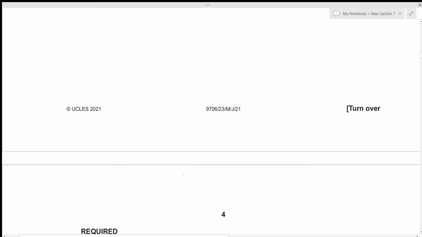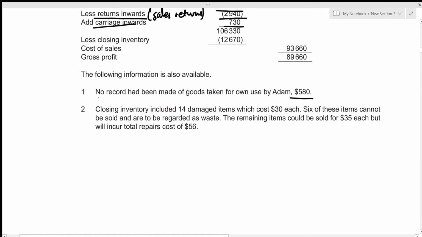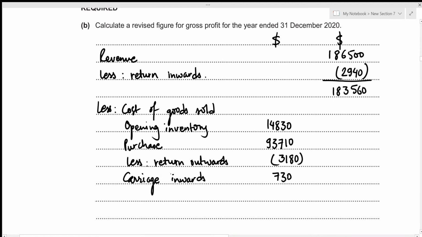Now let's have a look at the additional information given. So the first one mentions that there has been no record made of goods taken for own use by Adam. So this is drawings of goods resulting in an amount of 580. So if the owner is taking goods worth 580, then it reduces the value of the closing inventory by 580. So essentially we need to subtract the drawings in cost of goods sold as well. Let's do that. So we're going to subtract the drawings because it reduces the value of cost of goods sold.